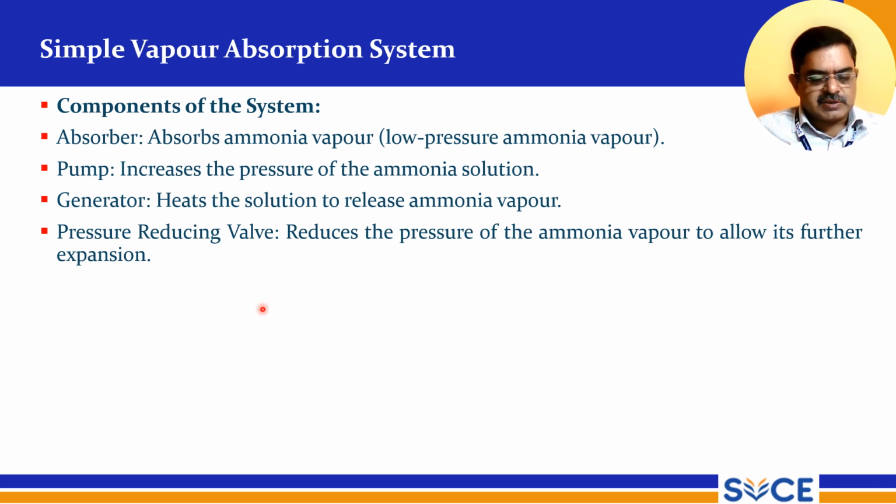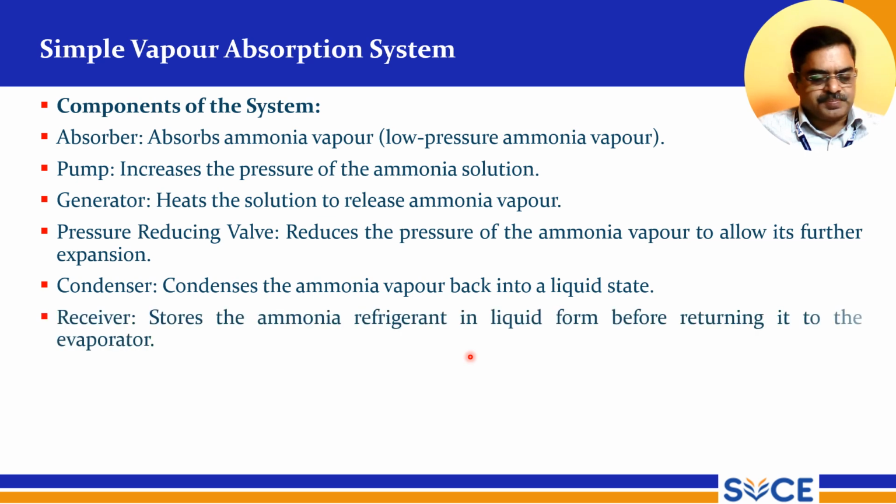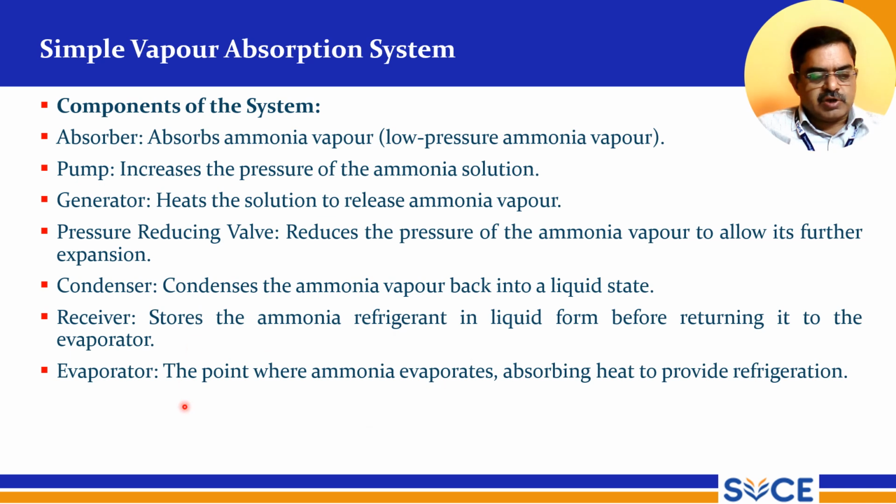So further expansion it arrests. The condenser is also required here. It condenses the ammonia vapor back to liquid state. A receiver is required here as well. It stores ammonia refrigerant in liquid form before returning it to the evaporator. The evaporator is the point where the ammonia evaporates, absorbing heat to provide refrigeration.